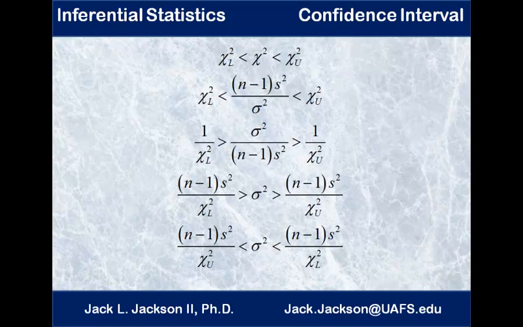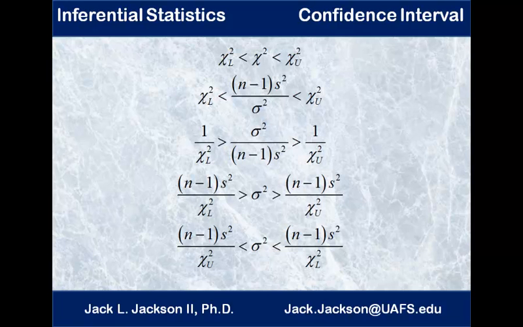And so we get n minus 1 s squared over chi-square lower is greater than sigma squared, which is greater than n minus 1 s squared over chi-square upper. Now I'm going to rewrite that in our normal way from left to right, so that the least number is on the left and the greatest number is on the right. This gives us our interval: n minus 1 s squared over chi-square upper is less than sigma squared, which is in turn less than n minus 1 times s squared over chi-square lower.